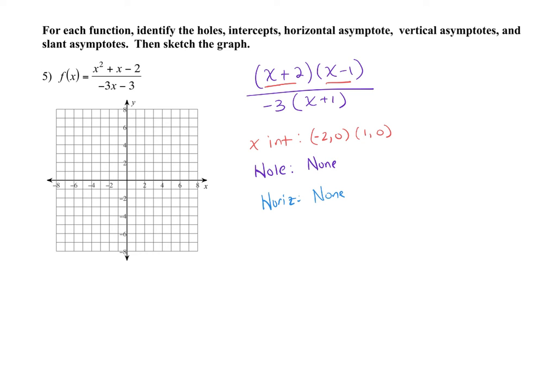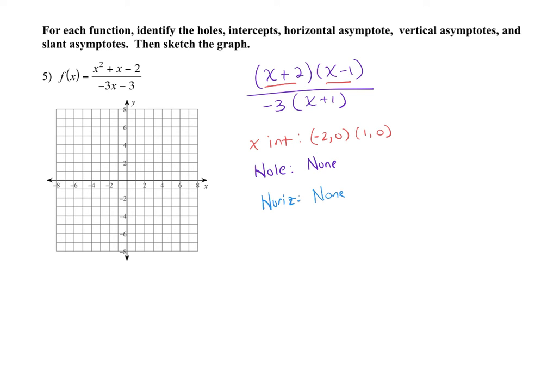All right, because my degree on top is bigger. When your degree on top is larger, you do not have a horizontal. You actually have a slant, okay? And when you learned those rules last year, which I'm pretty sure we did, we just stopped at no horizontal asymptote, right? We didn't even go into slant. So no horizontal asymptotes here.